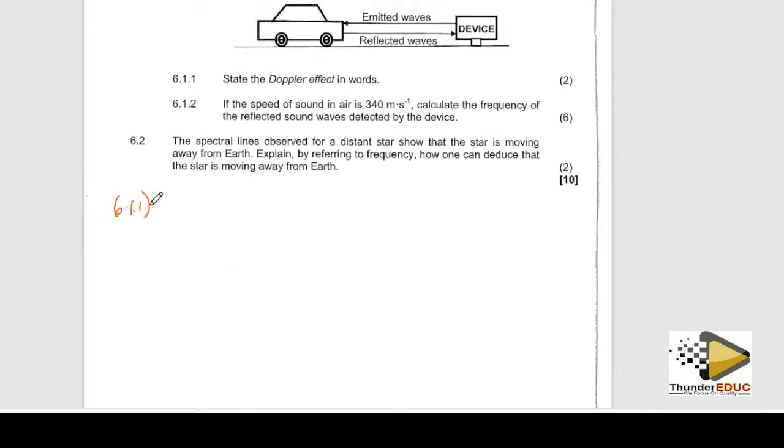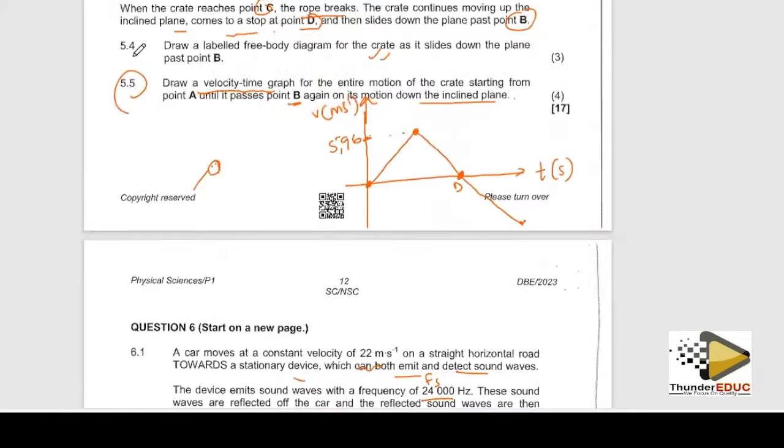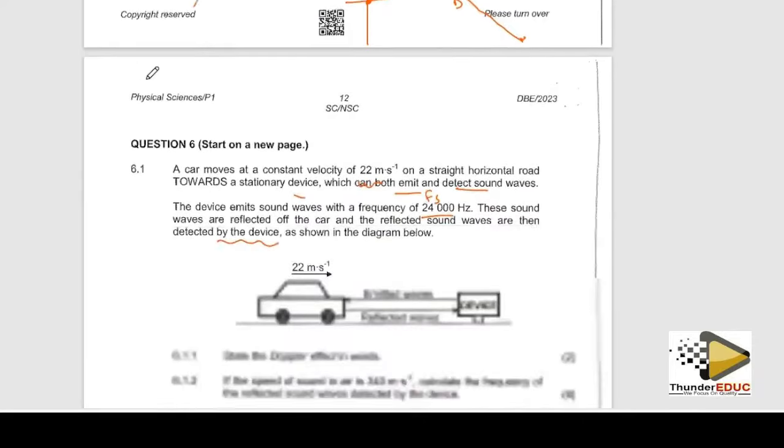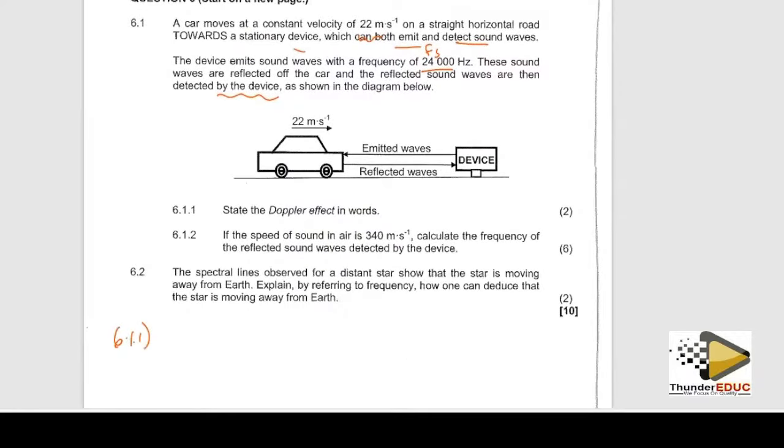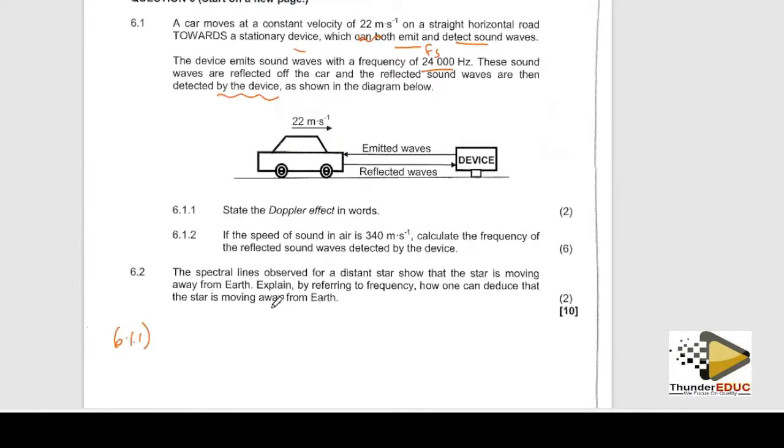So we know that Doppler, it does skip a question, guys. That's 5.5, no? Yeah, remember skipping question. So okay, so we're saying Doppler effect. What is the Doppler effect?